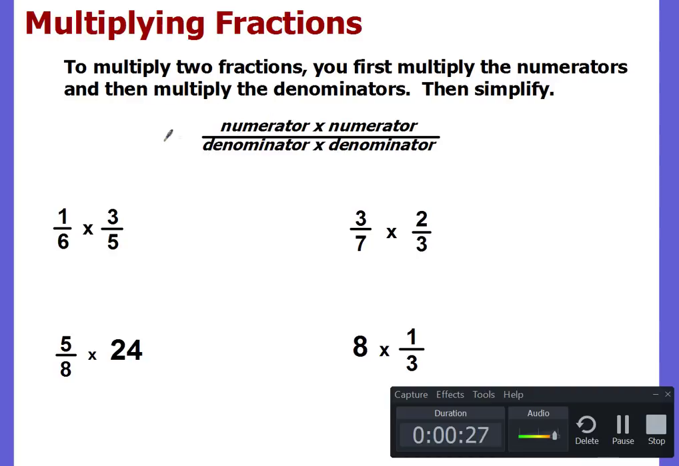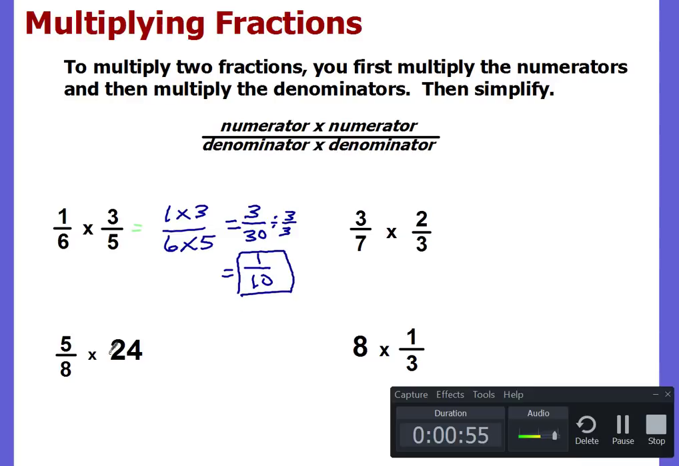All right, so we're going to multiply the numerators together. So this is going to be 1 times 3 in the numerator, and then the denominator is 6 times 5. And then you just multiply. 1 times 3 is 3, 6 times 5 is 30. So you get 3/30ths, which you can simplify. Divide both by 3, and your simplified answer would be 1/10. Pretty easy, right? Okay, let's try the next one.